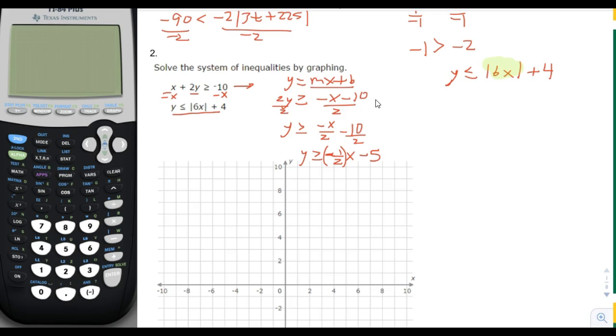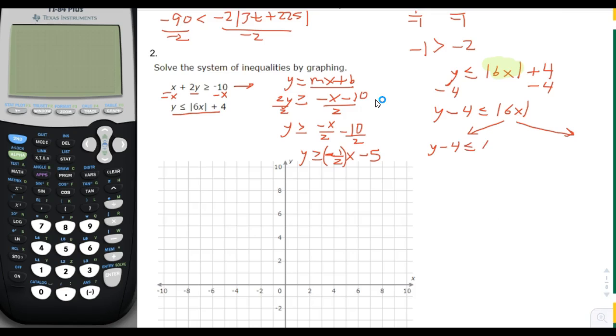So even though we're already in slope-intercept form, actually we need to reverse everything and put everything on the left side except for the absolute value on the right side. So we're going to do that. We're going to have y minus 4 is less than or equal to absolute value of 6x. And then this absolute value of 6x, there's two cases. There's a case where the absolute value does nothing when x happens to be positive.